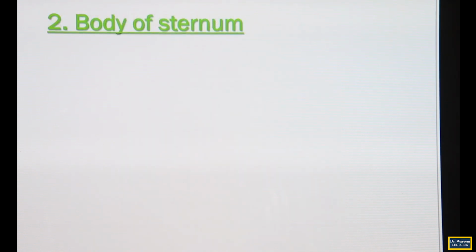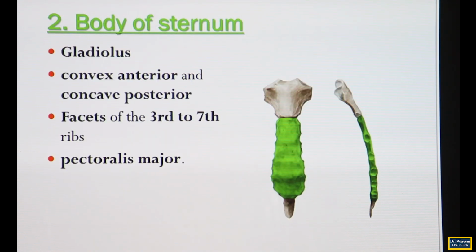Second part of the sternum is the body of sternum, corpus sterni, we say body of sternum. Its other name is the gladiolus. And you know that if you are actually touching it, it is a little bit convex. You see, this is a little bit convex anteriorly, if you feel this, and concave posteriorly.